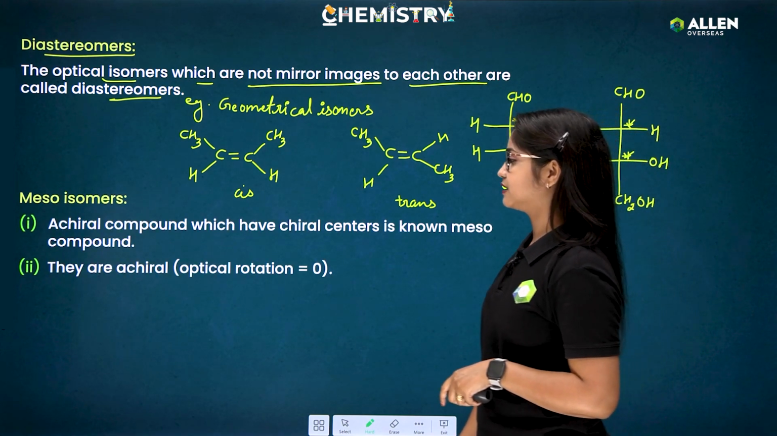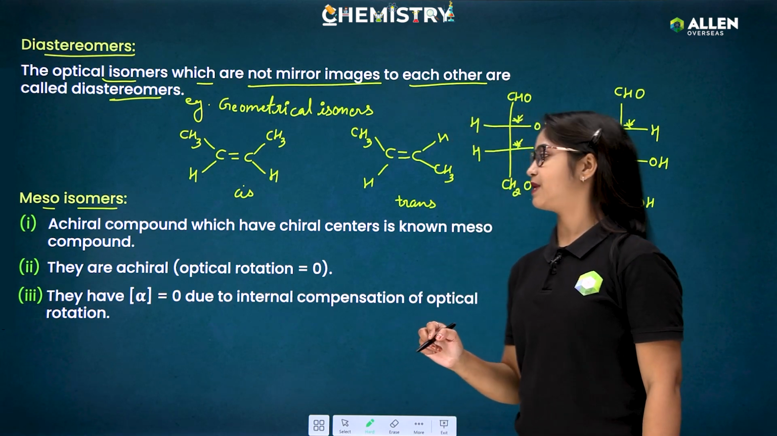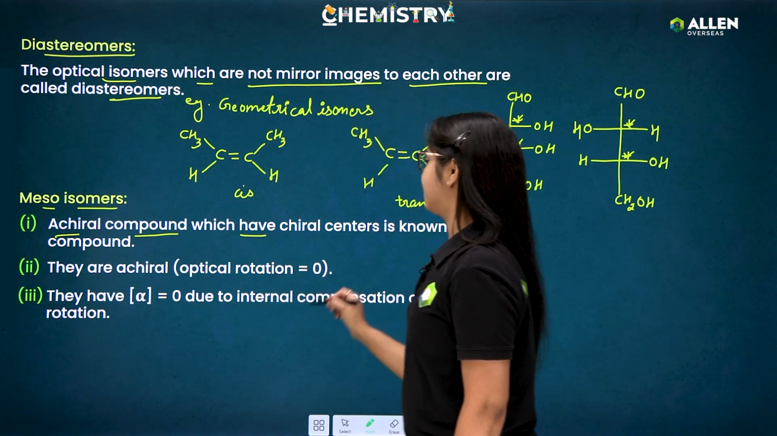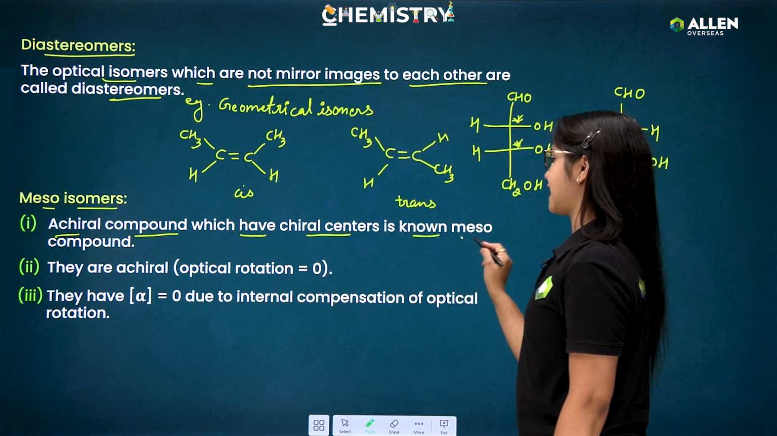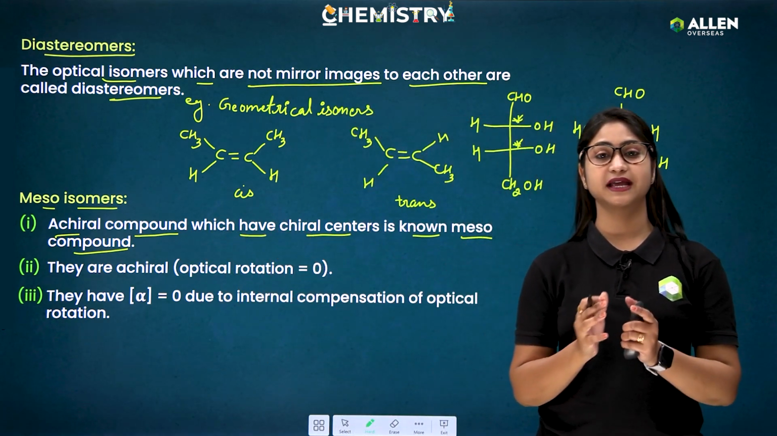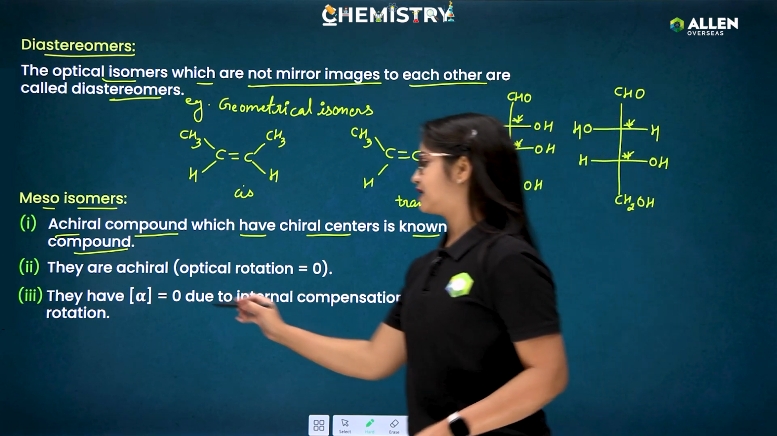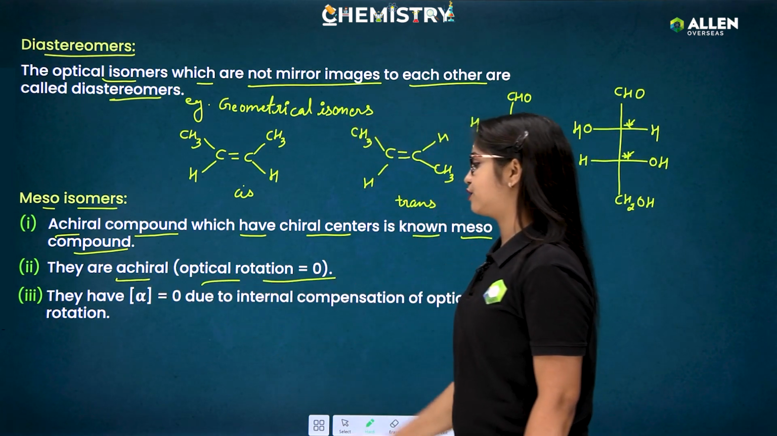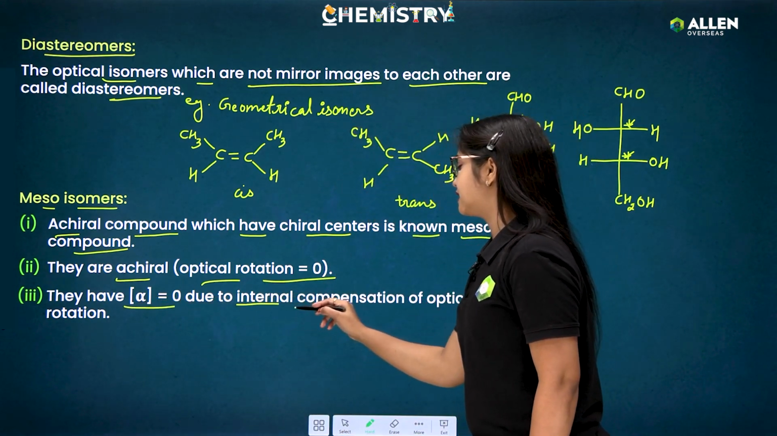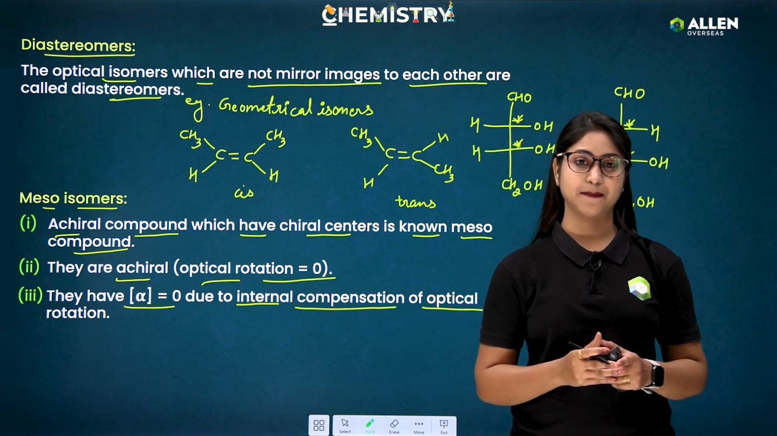Now, the third category is meso-isomers. So what are meso-isomers or meso compounds? So let's see. Achiral compounds which have chiral centers are called as meso compounds. So even after having the chiral carbons, they are achiral in nature. They are optically inactive. Why? They are achiral means their optical rotation is 0, and as their optical rotation is 0, why? Due to internal compensation of optical rotation. Now, what is this internal compensation?